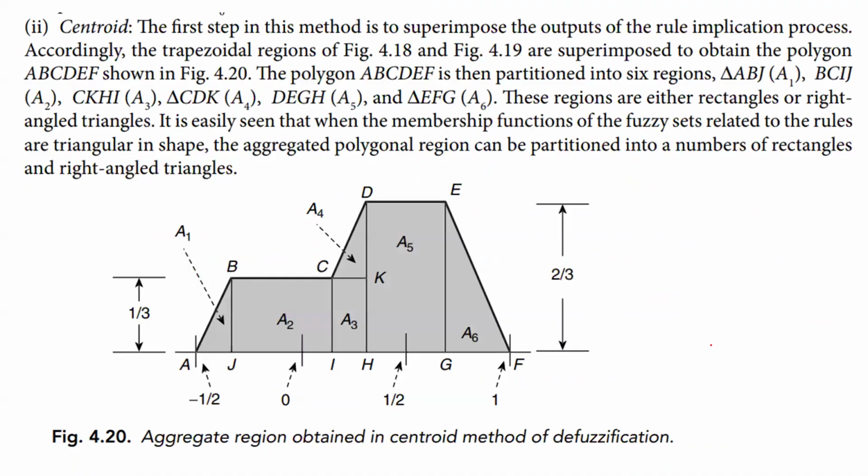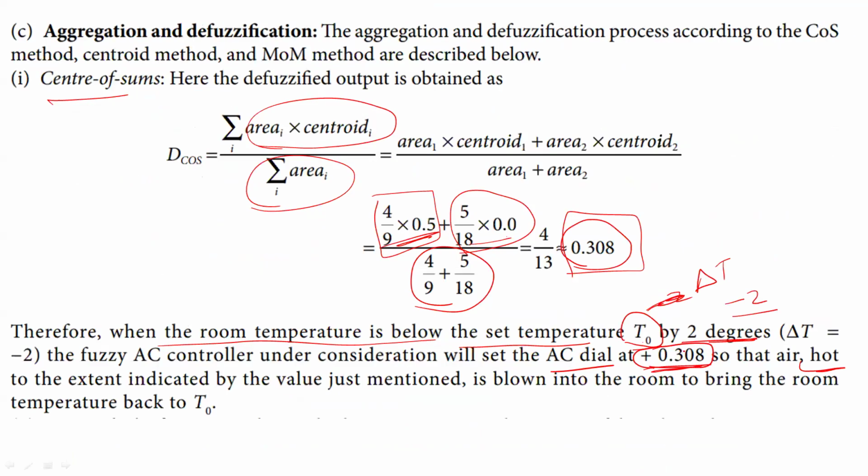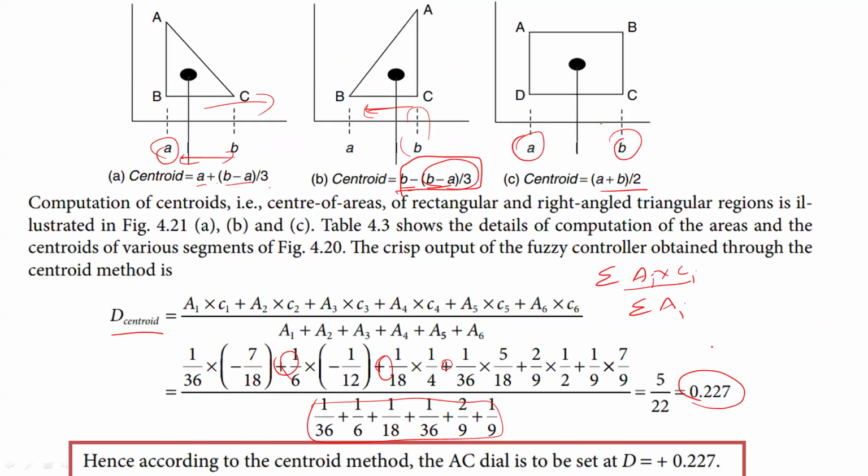So let us compare it with the center of sum. In center of sum we got a value 0.308. It's almost nearby but not the same, so we get different answers. So in the positive direction, you have to move the AC dial to plus 0.227. Then only the temperature can be brought to the required temperature. Okay.